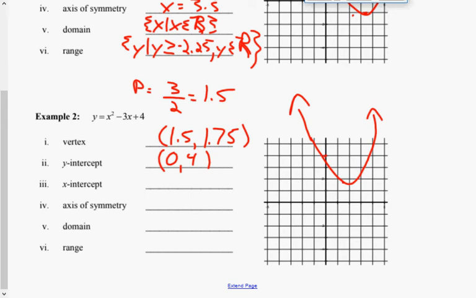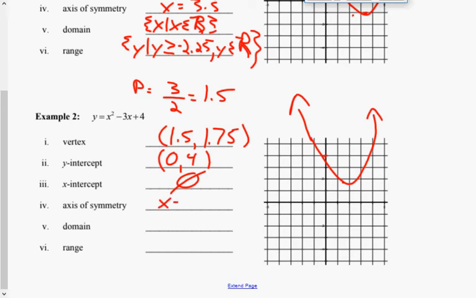So, x-intercepts. If you look at it, you think, okay, factors of 4 that give me 3, well, that's obviously 4 and 1. But then you've got to play around with it. How do I get negative 3 and a positive 4? You just can't. So there's no x-intercepts.